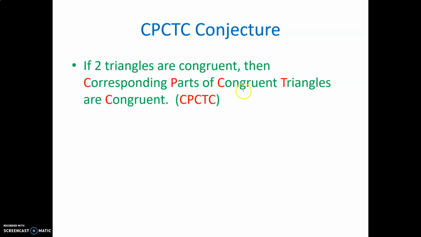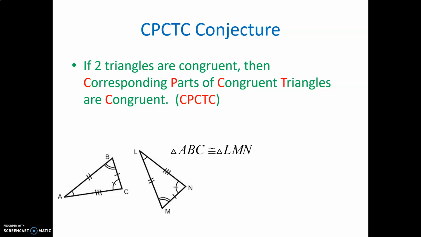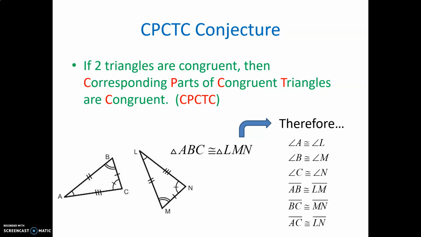Corresponding parts of congruent triangles are congruent. CPCTC. So we can always abbreviate this reason in a proof as CPCTC, but it stands for corresponding parts of congruent triangles are congruent. So this is what it says. If somebody tells me that triangle ABC is congruent to triangle LMN, I automatically know 6 equalities.